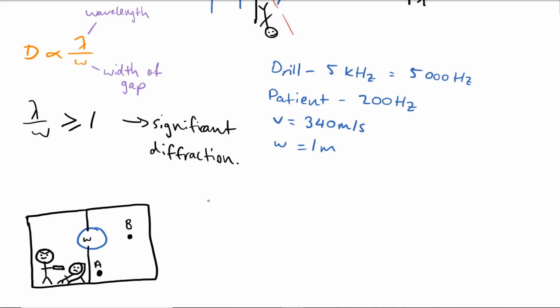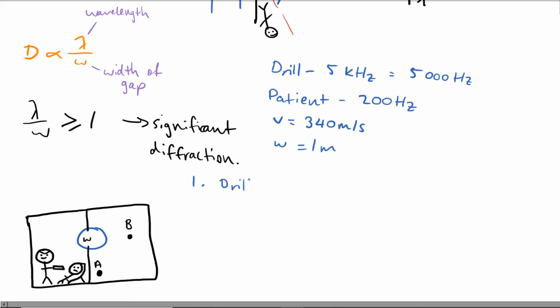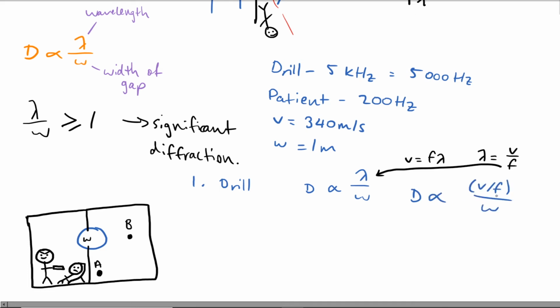This is a bit more of a qualitative question, but I think after we do the calculations, the answer will become quite obvious. So first, let's talk about the drill. The amount of diffraction for the drill is going to be lambda on W, but since V equals F lambda, I'm going to write lambda is V over F, make that substitution in here, and so the amount of diffraction now is V over F over W. And W is just 1, so really it's just V over F. So the amount of diffraction for the drill is just going to be 340 meters per second for the speed of sound and 5,000 for the frequency of the drill.